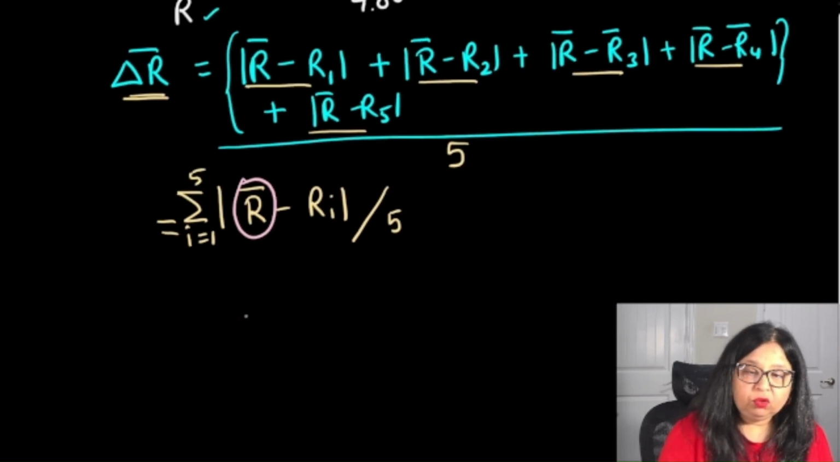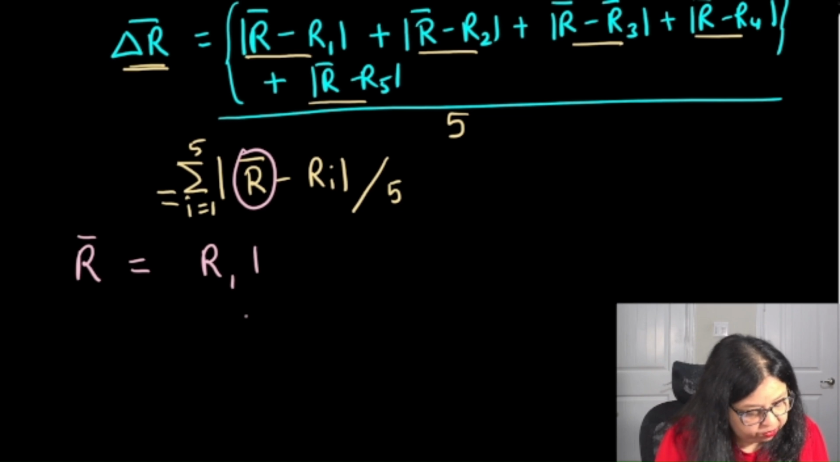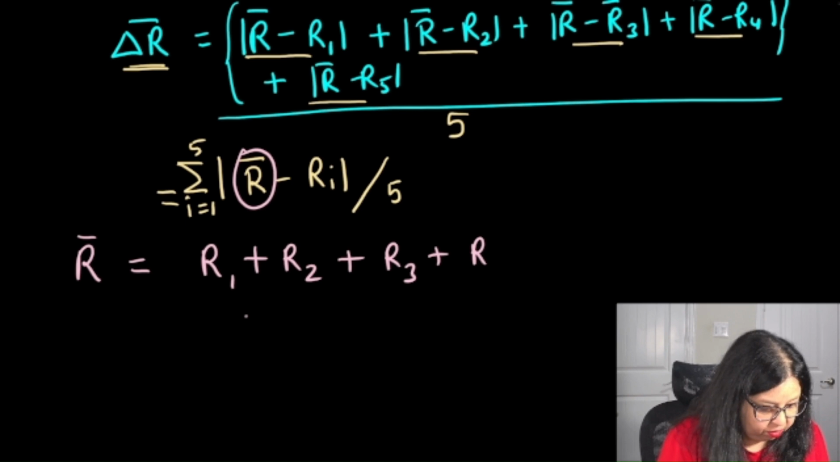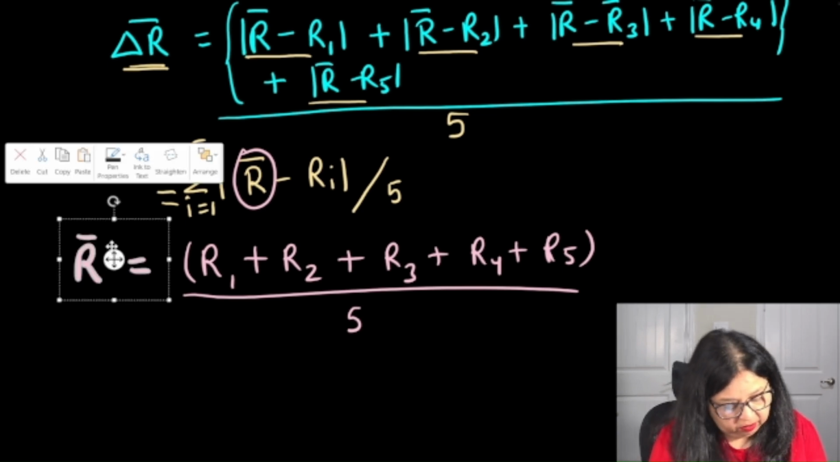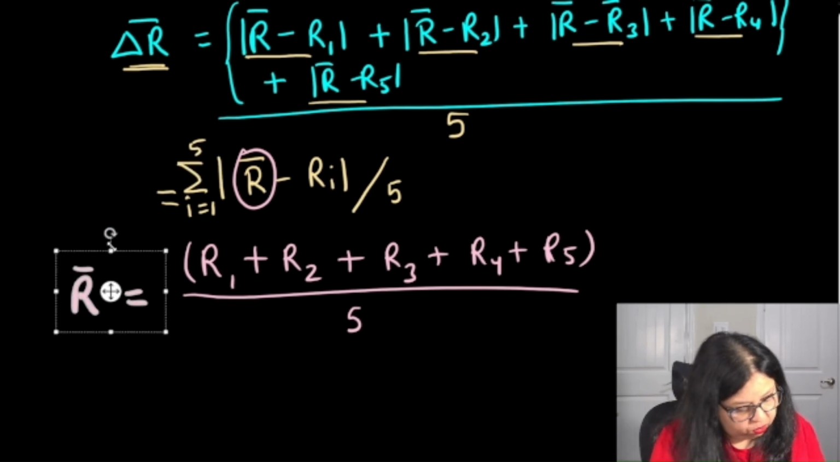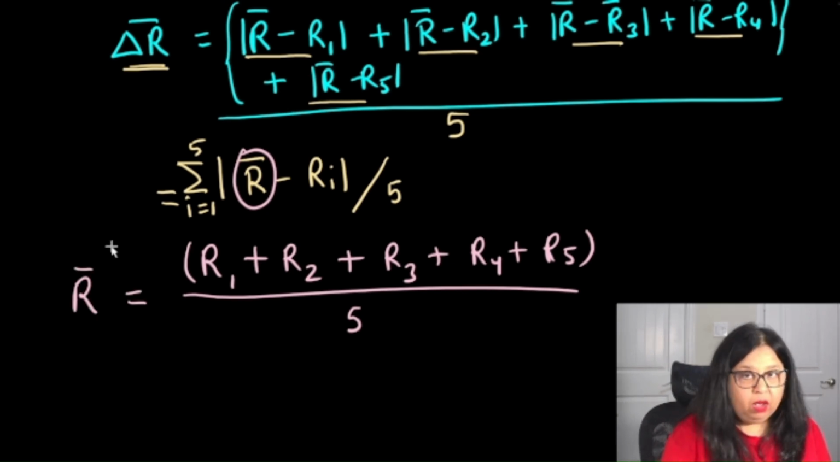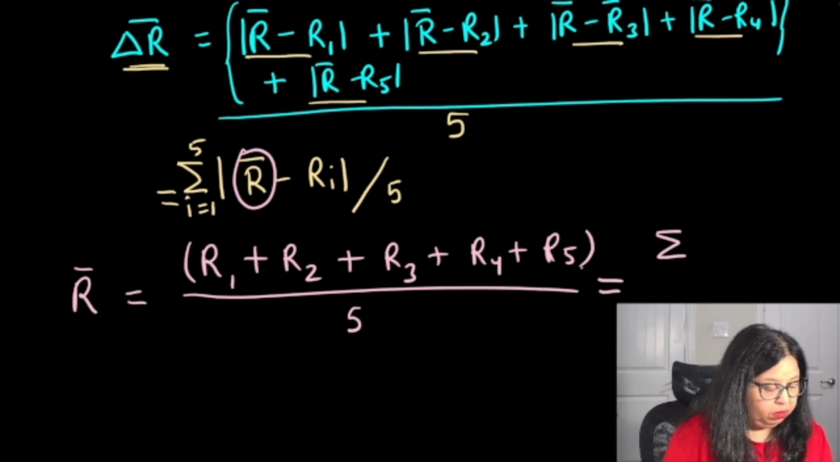So we see that to solve for delta R bar, we first need to solve for what? R bar. So let's go ahead and solve for R bar. It is going to be R1 plus R2 plus R3 plus R4 plus R5 divided by 5. Let's pull this a little lower to line it up with the right hand side. Now I can write this as the summation of Ri, where i goes from 1 to 5, divided by 5.